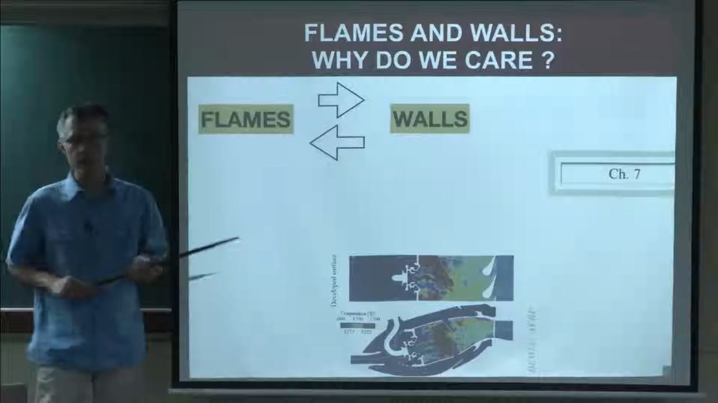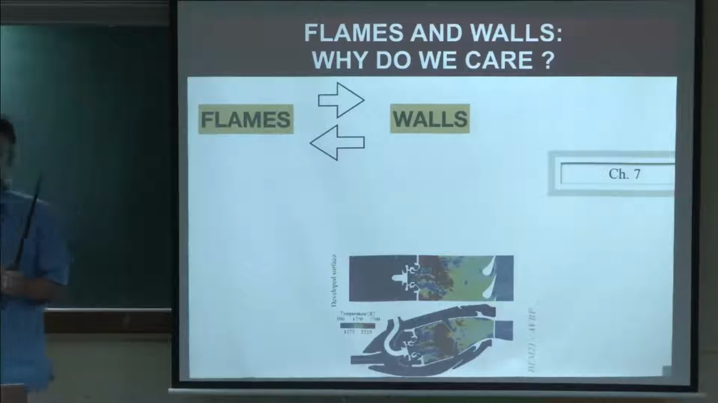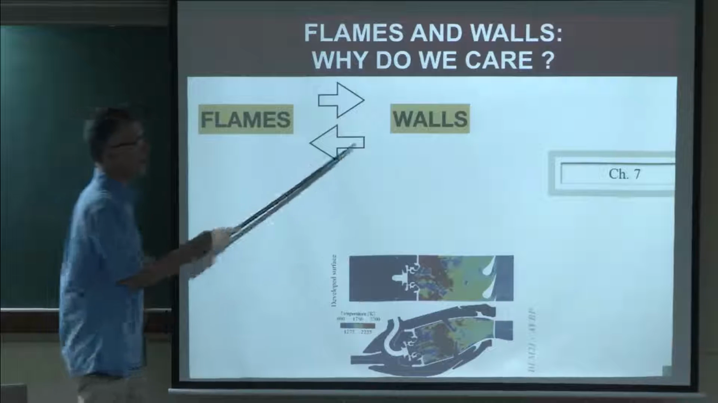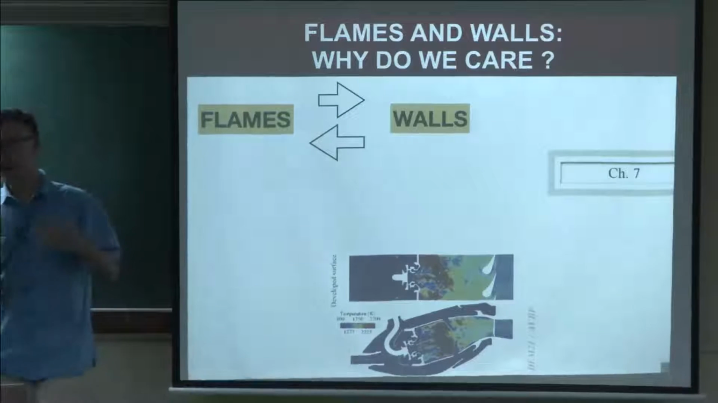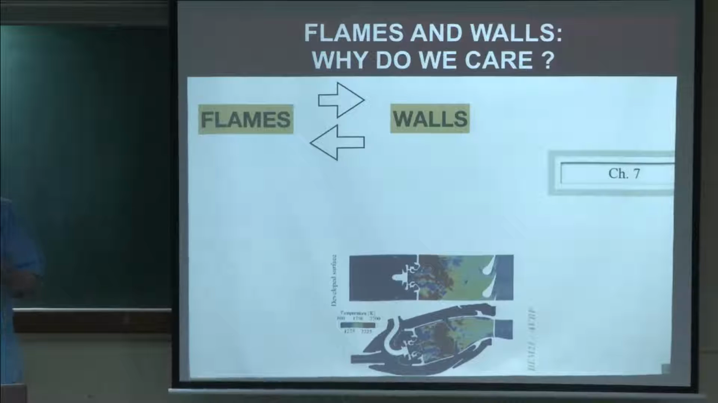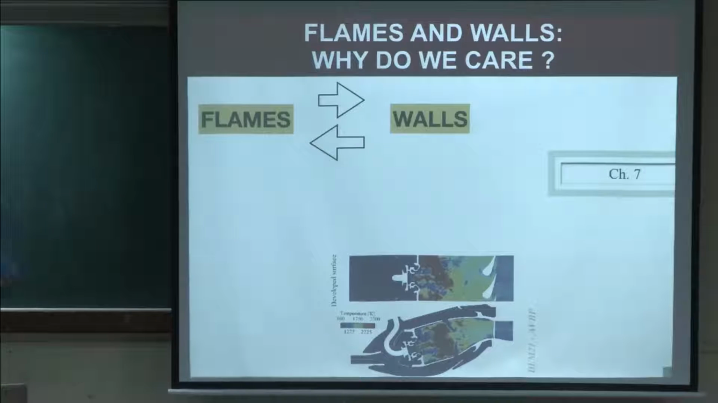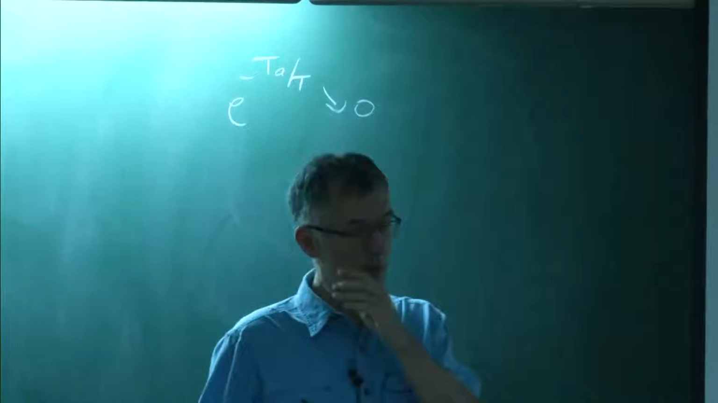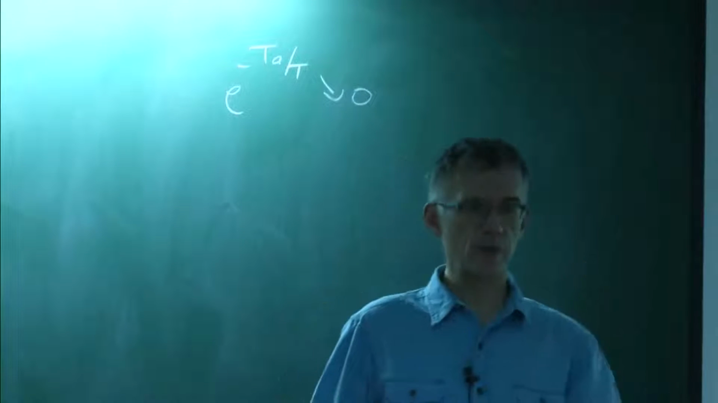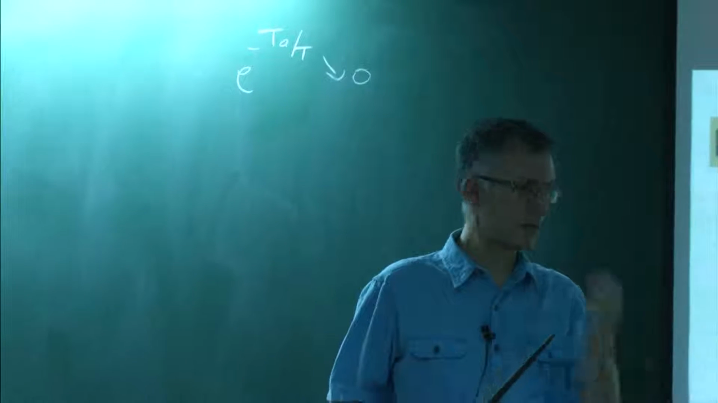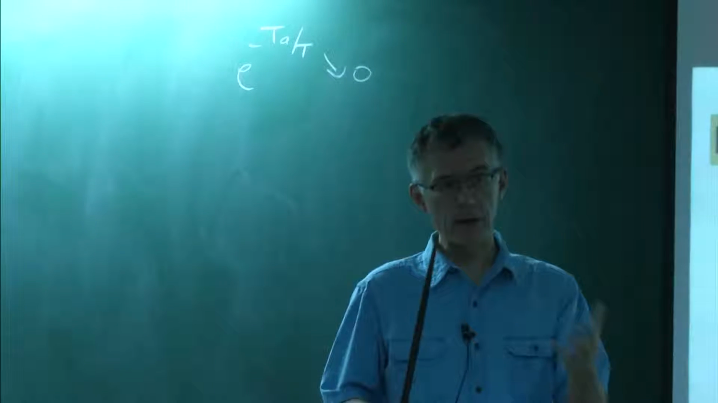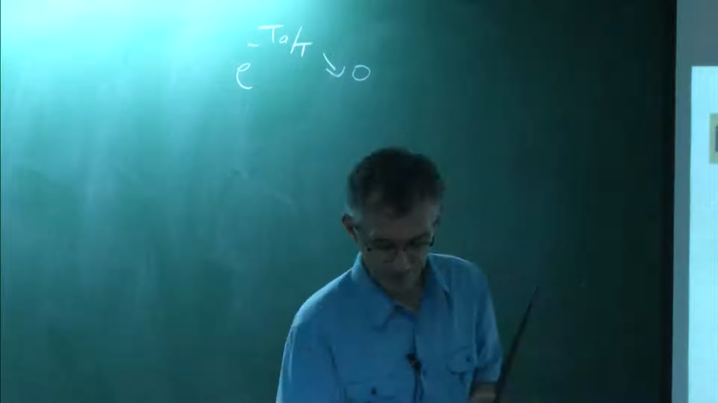And you will see in a second that the effect of the wall on the flame is very strong. It's easy to understand. Most walls are cold. If they are cold, the temperature is low. If the temperature is low, the exponential of minus TA over T goes to 0. In other words, if you're a flame, when you come near a wall, your reaction rates will go down. In other words, too, flames will be quenched by walls in many cases.